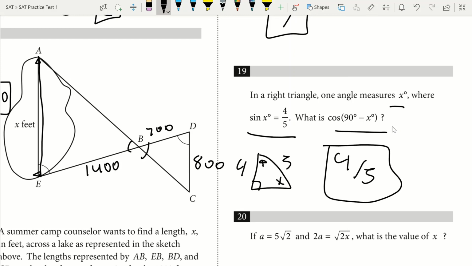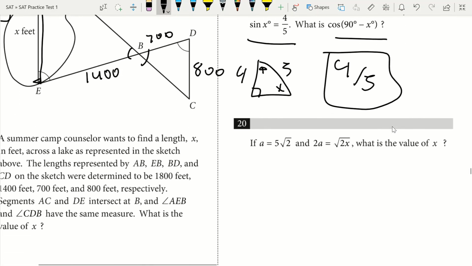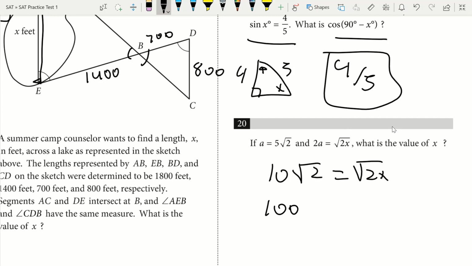All right, question 20. If a equals 5 root 2 and 2a equals square root 2x, what's the value of x? Well, we'll go 2 times a. 2 times a is going to give us 10 root 2 equals root 2x. I go ahead and square each side. 10 squared is 100. Root 2 squared is 2, and that's going to give me 2x. So now I have 200 equals 2x. I divide each side by 2, and I get x equals 100. So my answer is going to be 100.